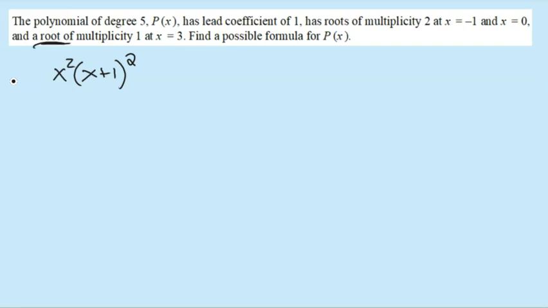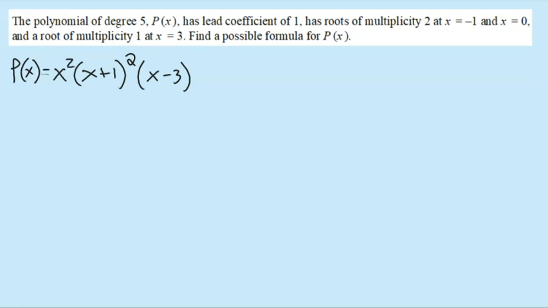And then there's a root with multiplicity of 1 at x equals 3. So that factor is going to be x minus 3. And that has a multiplicity of 1, which we don't have to put there. Okay. And it says find a possible formula for p of x. Well, we're actually done. This is our formula.